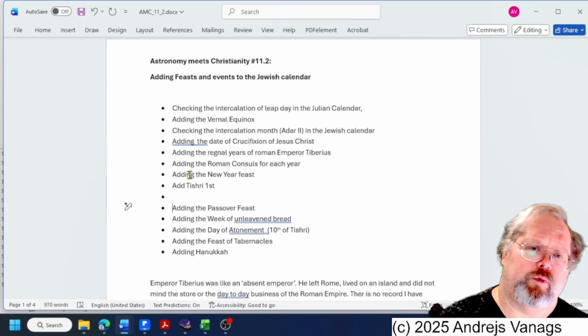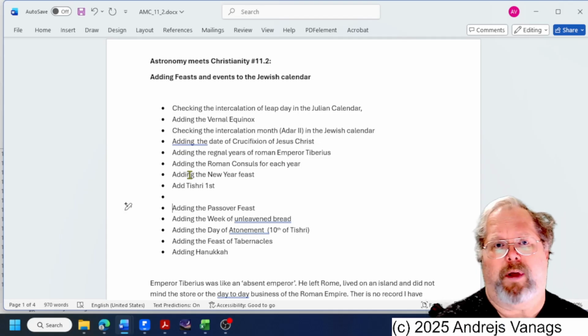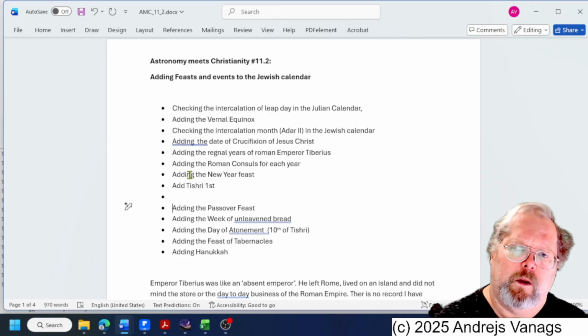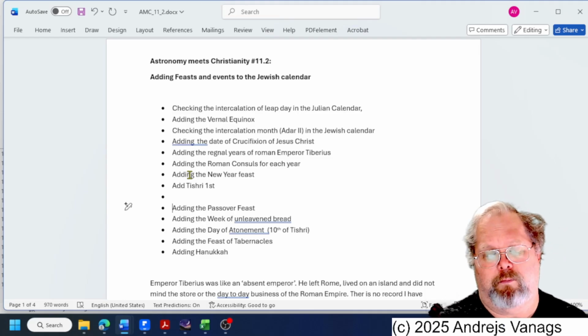As we see in episode 12, the next episode, they were about to kill the adulterous woman, and they were about to kill Jesus Christ on a Holy Convocation day. So to keep them separate, I'm going to paint them different colors on the calendar.